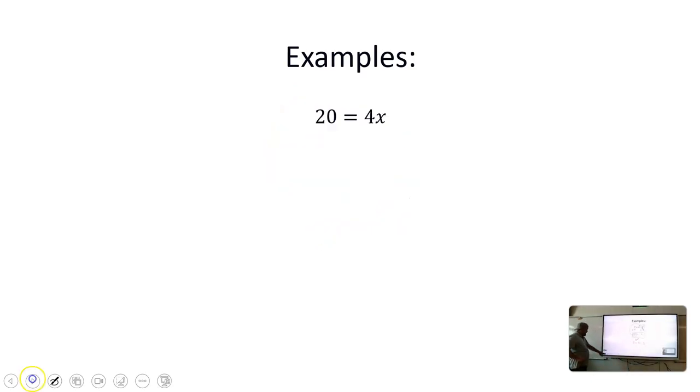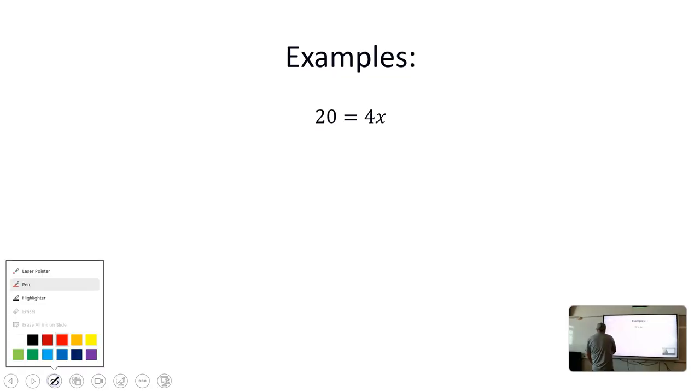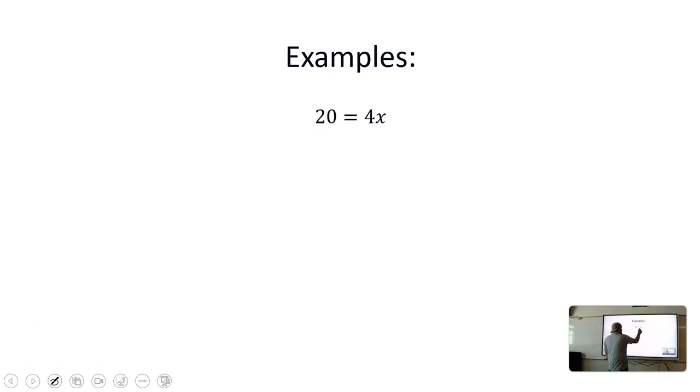All right, let's look at another one. 20 equals 4 times x. Whenever you have these two things right here, the variable and what's called a coefficient, that's the number that's sitting in front of the x, whenever you have those sitting right next to each other, this is known as multiplication. So they're multiplying right here. Okay, so what's the opposite of multiply? Well, it's divide.